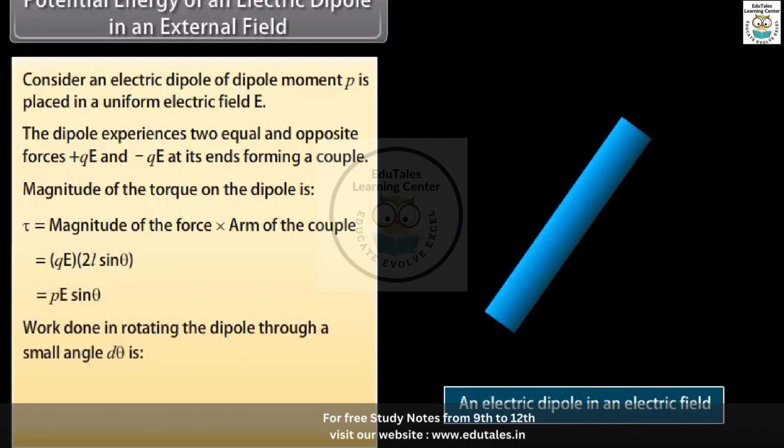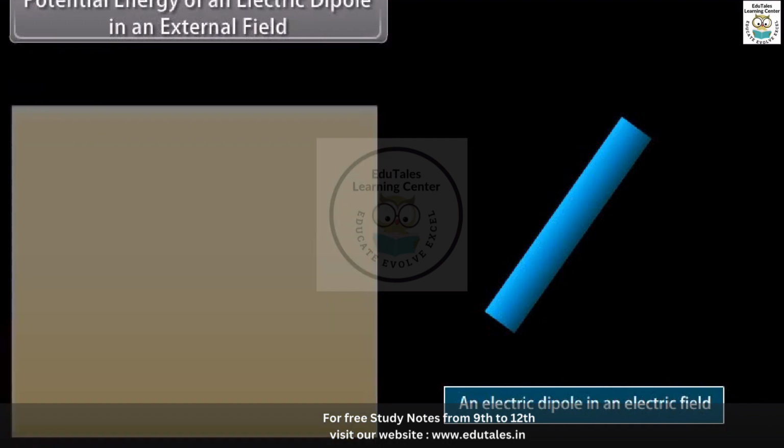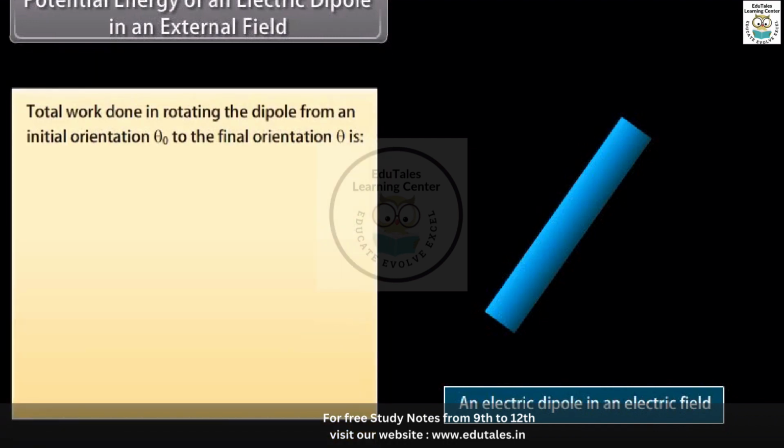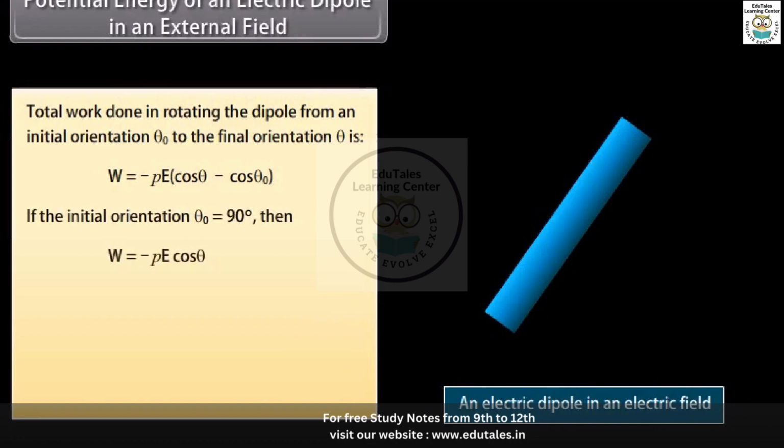Work done in rotating the dipole through a small angle d theta is equal to tau d theta, which is equal to PE sin theta d theta. Total work done in rotating the dipole from an initial orientation theta naught to the final orientation theta is W equals minus PE (cos theta minus cos theta naught). If the initial orientation theta naught is equal to 90 degrees, then W is equal to minus PE cos theta.